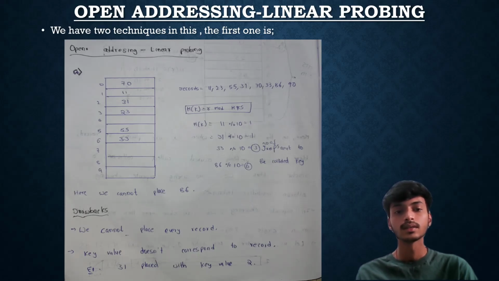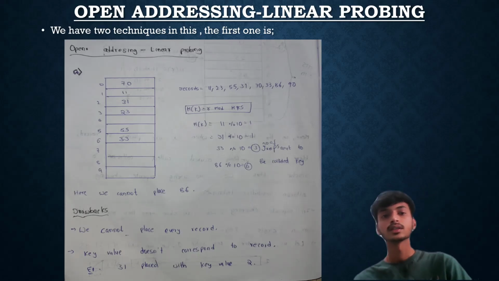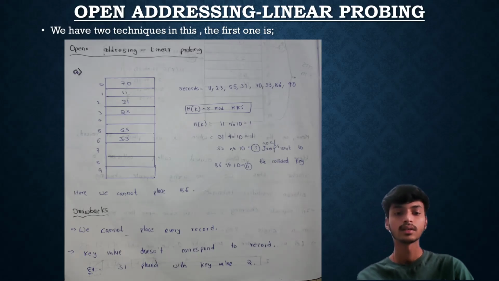So it gave us 6. So at 6 we place 33. But now we cannot place 86. So this is the main drawback of the first technique of linear probing. You can see the drawbacks. We cannot place every record, and the key value most of the time doesn't correspond to its record.